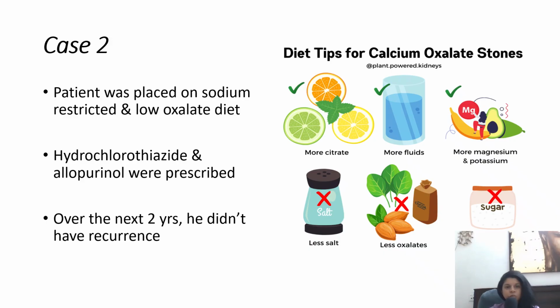So what the patient was advised was to decrease sodium, that is salt, and sugar in his diet and decrease the oxalate also. And then he was given hydrochlorothiazide and allopurinol.